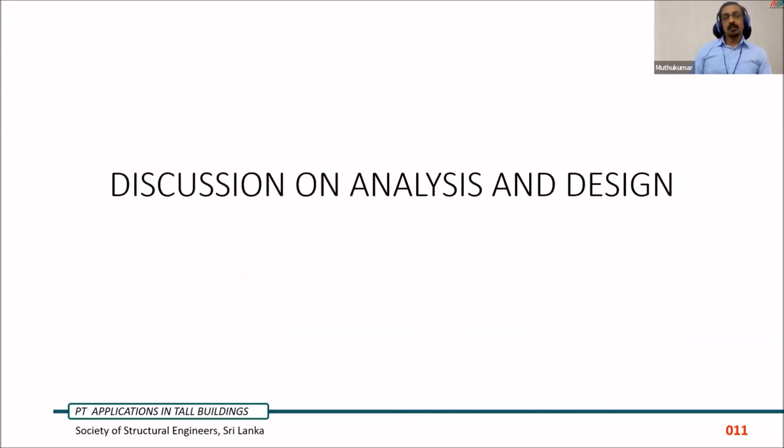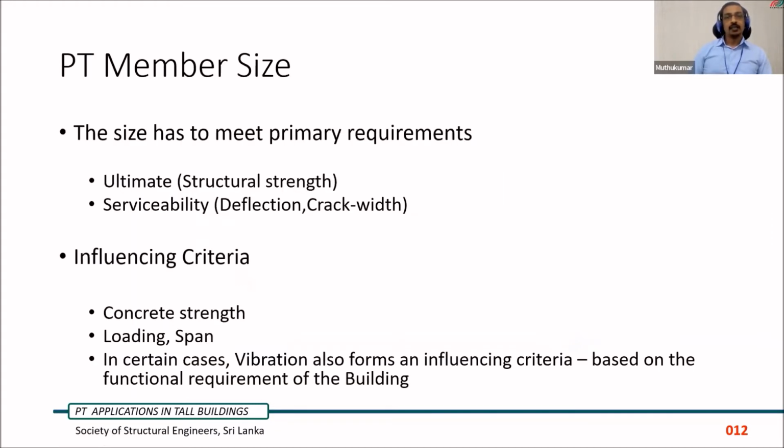So let us go on to the basic assumptions on the analysis and design before we move further. Choosing a proper member size is a major task when we are assuming a PT slab for a floor system. This size has to meet the primary requirements of ultimate as well as serviceability. Serviceability is subclassified into the deflection check and crack width, and ultimate covers structural strength as well as flexure, shear and torsion. The most basic influencing criteria are concrete strength, loading and span, and in some cases vibration also forms an influencing criterion.